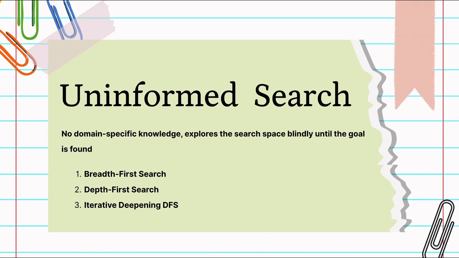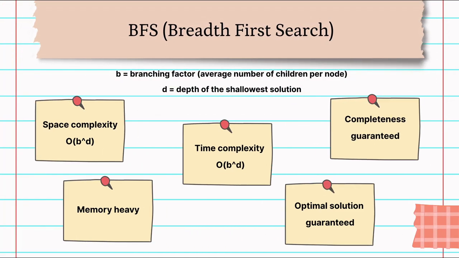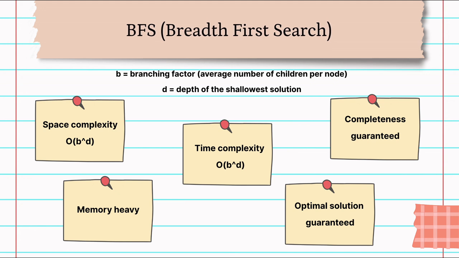Uninformed search algorithms are basic problem solving methods that don't use any extra knowledge about the domain. They blindly explore all possible states until they find the goal. The main algorithms we'll discuss here are breadth first search, depth first search, and iterative deepening depth first search. Let's start with BFS, or breadth first search.